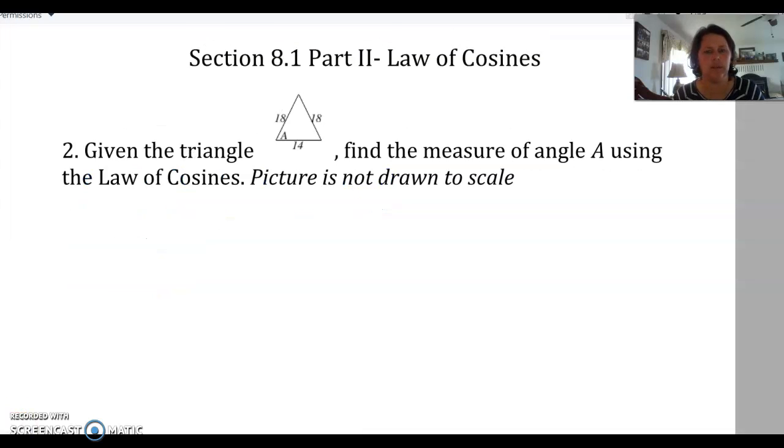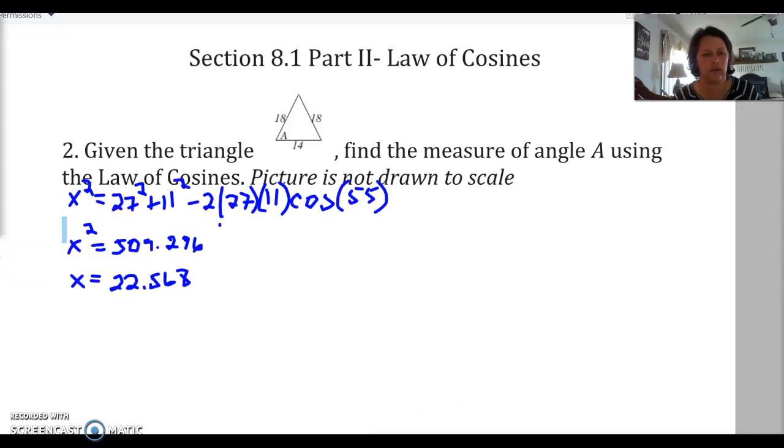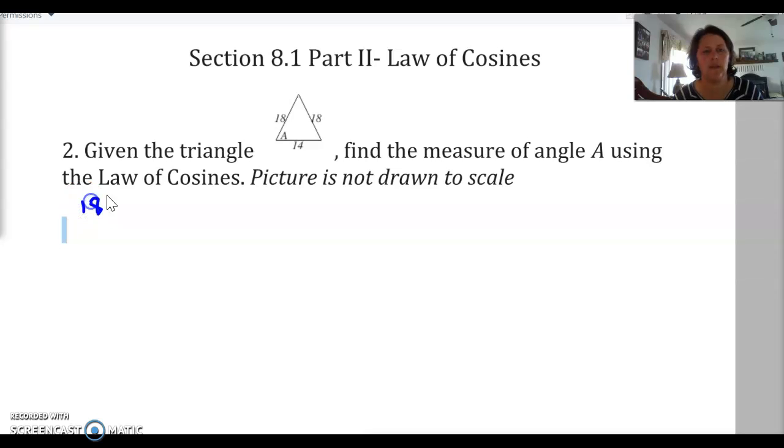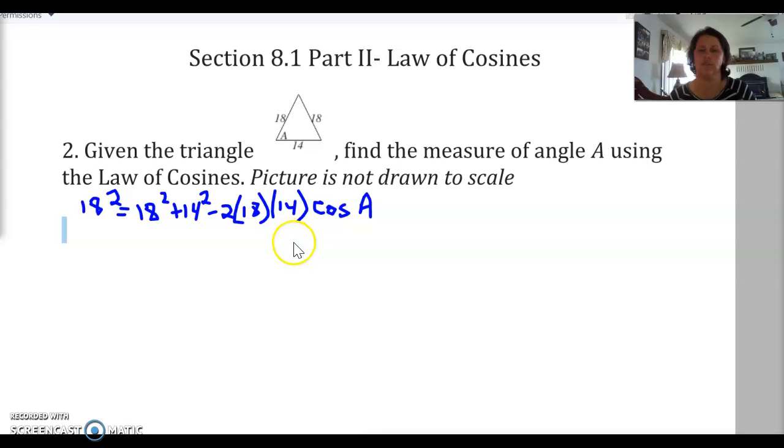Okay, example number 2. This time we're given all three sides. So again, we can use the law of cosines for this. The angle A is what we want to find. And so I'm going to start off with this side 18. So 18 squared equals the other two sides squared. So 18 squared plus 14 squared minus 2 times 18 times 14 times cosine of A. And so now we're going to have to solve for cosine of A.